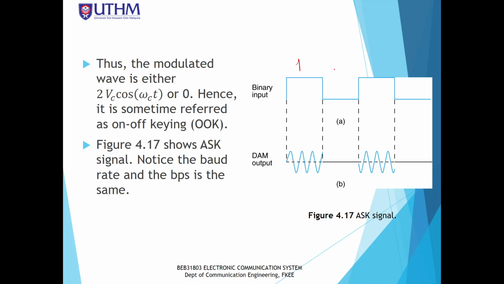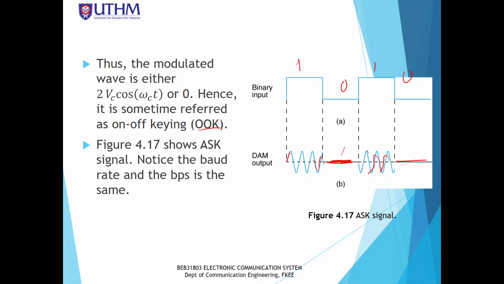You see that the input here is 1 0 1 0. So the output produced by ASK is something like this. For input logic 1, there is an output signal. For input logic 0, no output. Input logic 1, with the output signal like this. This is also known as on-off keying, OOK. Every time there's a logic 1, there's an output. Every time there's an input logic 0, there's no output. So it is like a switch on and off, which is why another name for ASK is OOK.